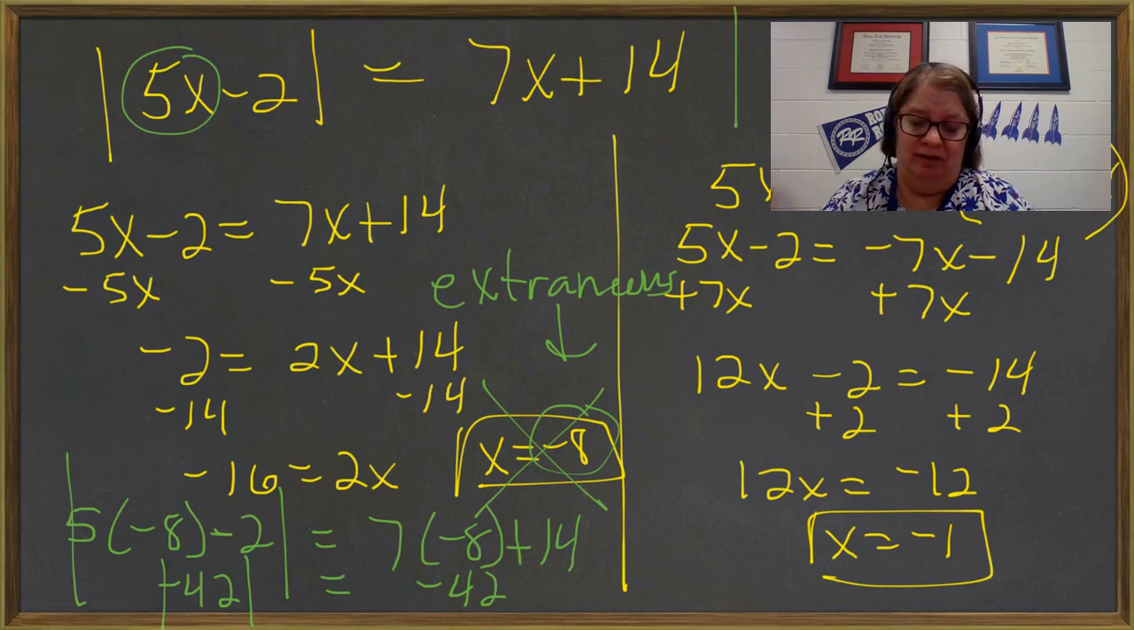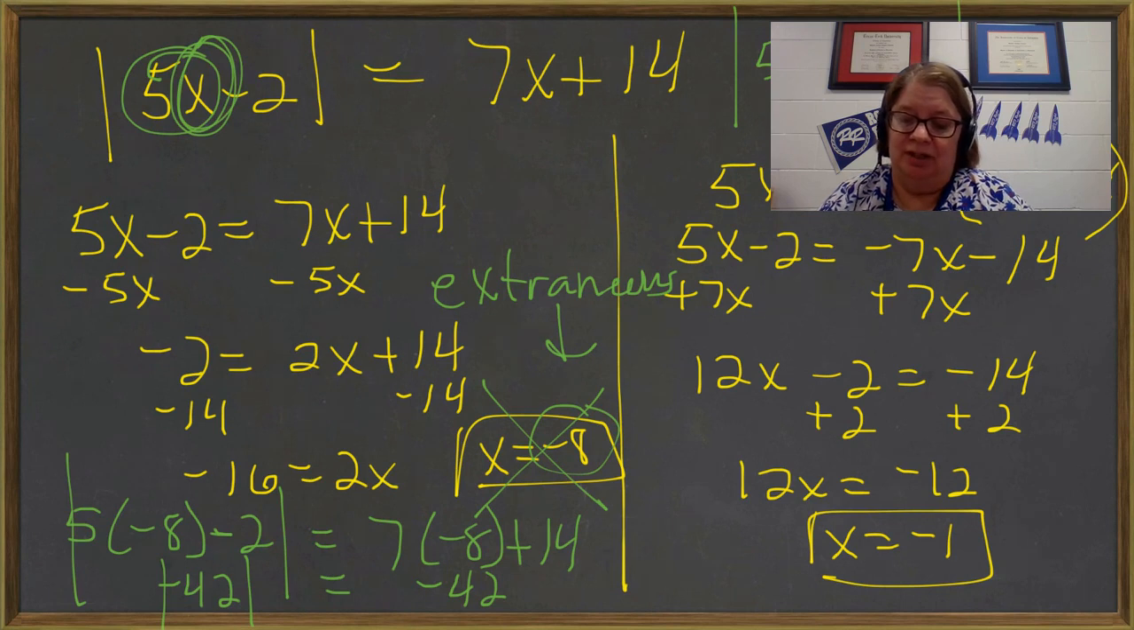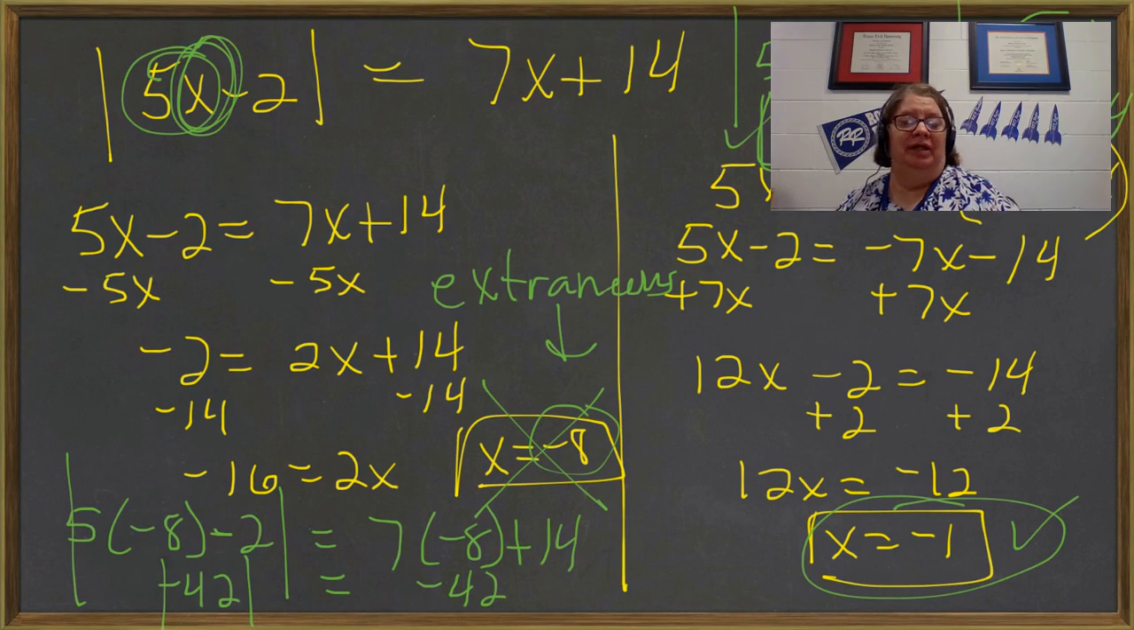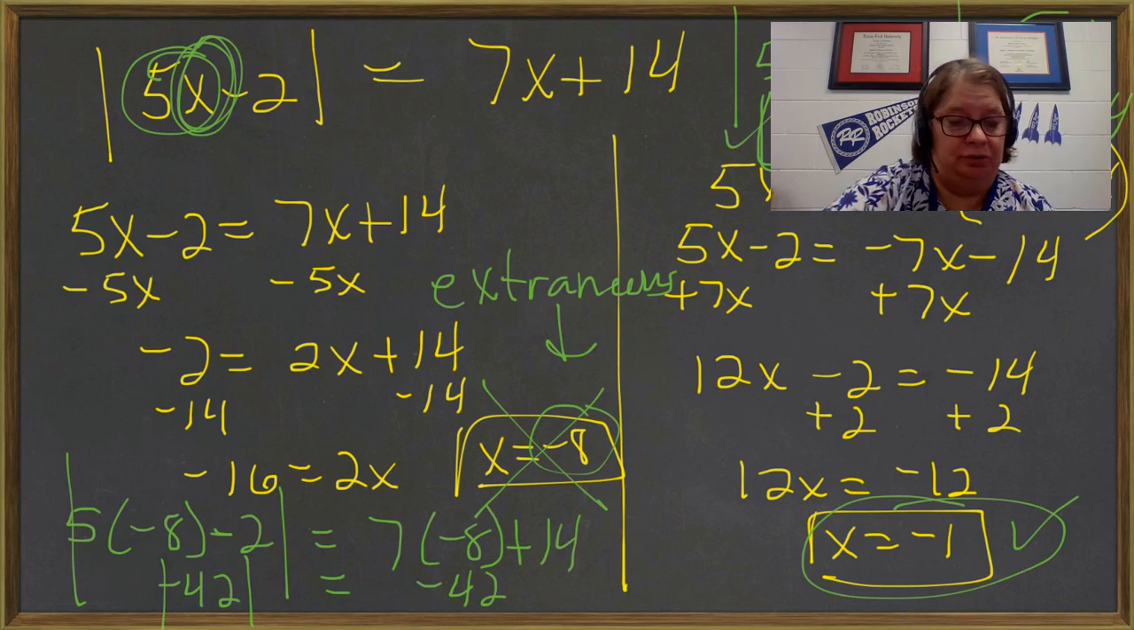We have absolute value of 5 times negative 1 minus 2. Plug in the negative 1 for this x. Equals 7 times negative 1 plus 14. This is negative 5. Minus 2 is negative 7. Negative 7 plus 14 is positive 7. Can you see what I've got right here? Absolute value of negative 7 equals positive 7. That is true. That works. So this is a valid solution. x equals negative 1. That's why you have to check, because we have extraneous solutions.